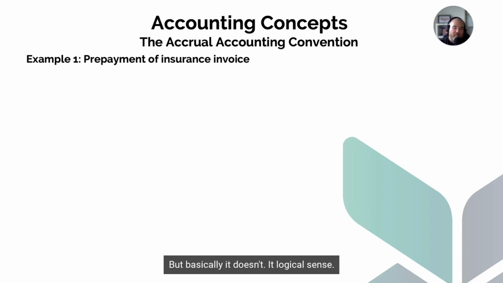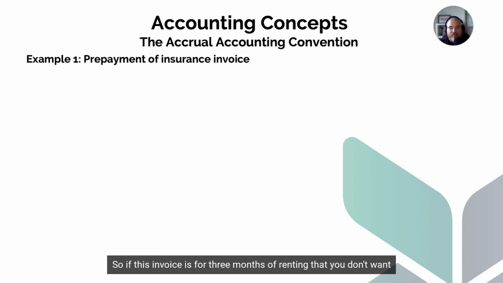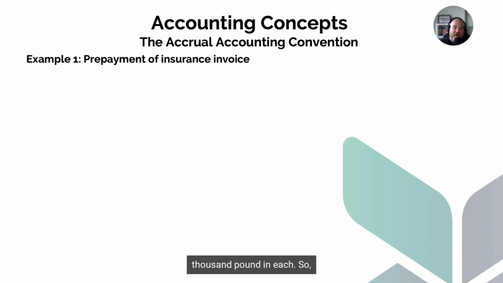But basically, it makes logical sense. If this invoice is for 3 months of rent, then you don't want to recognise, let's say it's £3,000, £1,000 a month. You don't want to put £3,000 in January and then nothing in February and March, because that is overstating your profit in 2 months and understating your profit in 1 month. So what you need to do is end up with £1,000 in each. So don't worry about the accounting movements. That's for your accountant or your finance manager or whatever. That's for them to worry about.